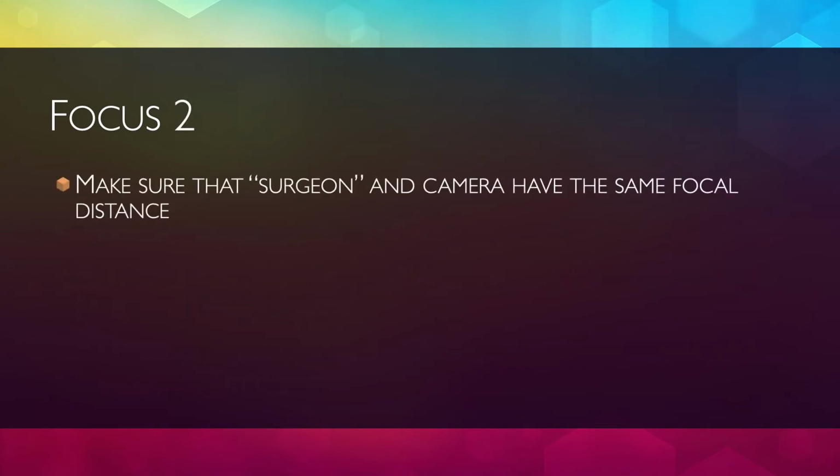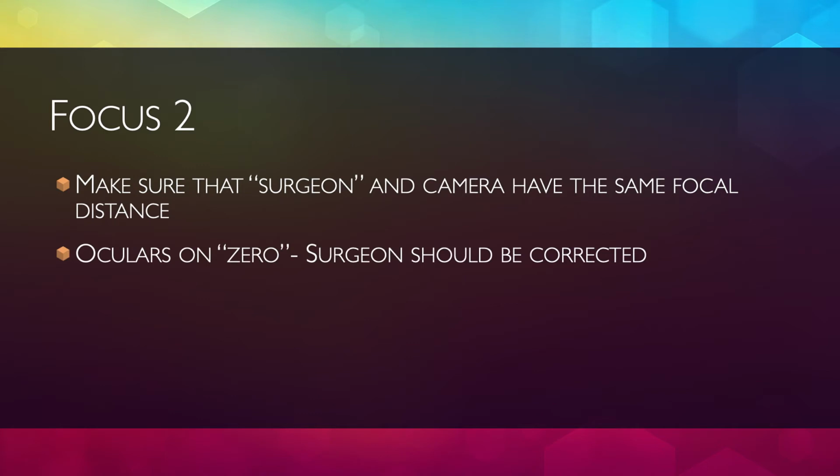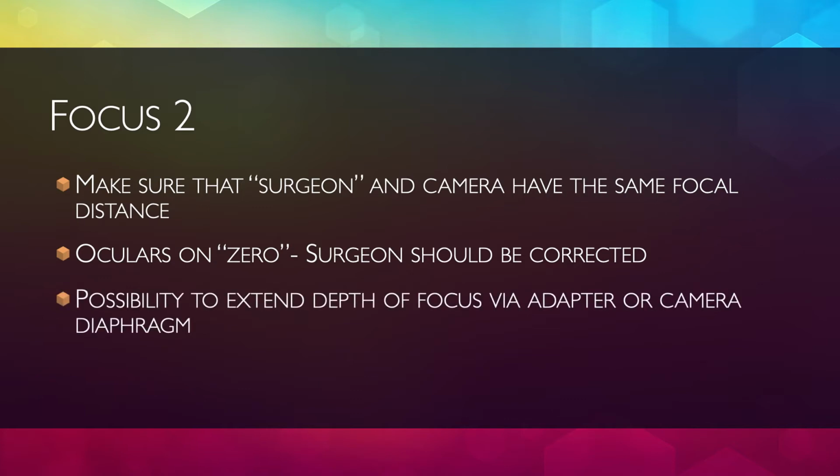It is most important that the surgeon and the camera have the same focal point. This can be very difficult to assess and even more to correct, as most microscope camera adapters don't have focusing capabilities, demanding adapter modifications. Ideally, the oculars should be zeroed to ensure parfocality at all magnifications, else focus will be lost every time you change the zoom. If the adapter has a diaphragm or if your camera allows, closing the diaphragm a few steps extends depth of focus.